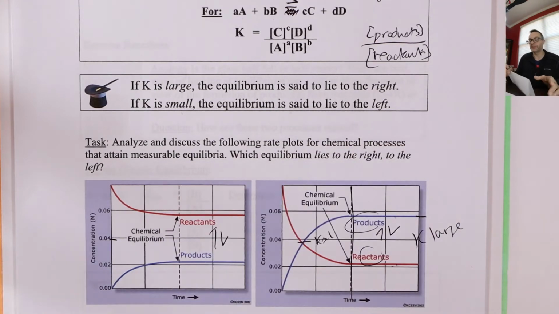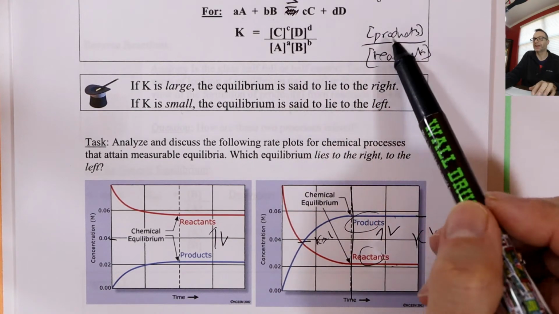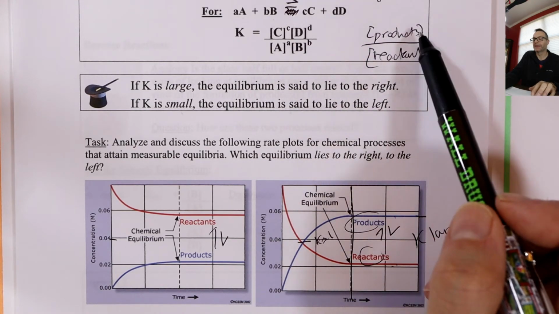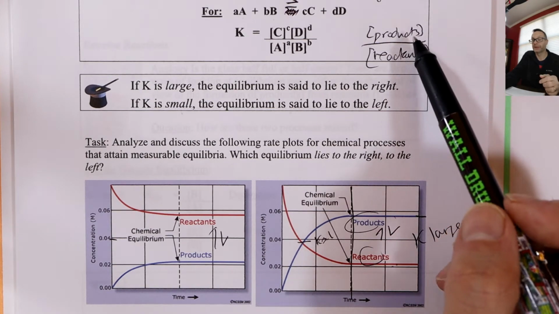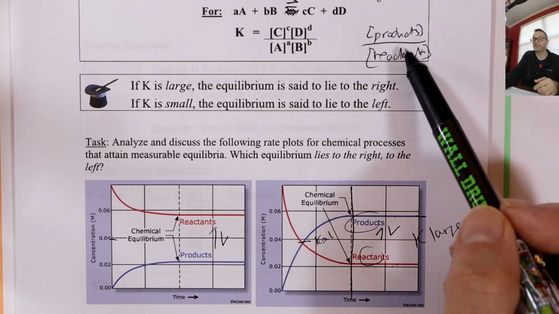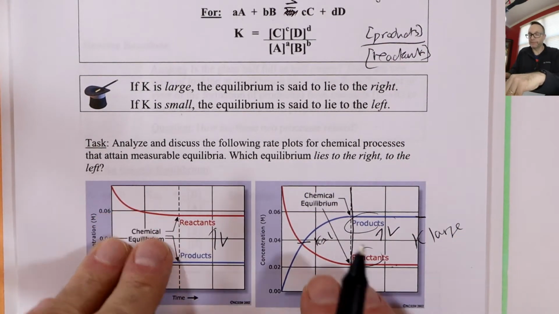So associate lying to the left with more reactants at equilibrium, lying to the right with more products at equilibrium. If you want to work out the numbers, we use this. This is a qualitative kind of assessment. Products over reactants: a large number of products, that fraction is going to be bigger than 1. A larger number of reactants, that fraction is going to be less than 1. Makes sense. Okay, hopefully that's good.